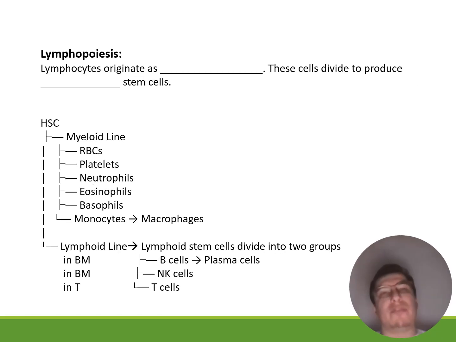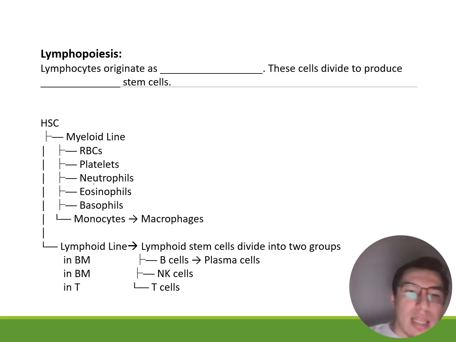So to start with, before we dive into the entire process, let's go over the creation of some of these lymphocytes. The creation of lymphocytes in the bone marrow is called lymphopoiesis. Lymphopoiesis happens in the bone marrow. Lymphocytes originate in the bone marrow as hemopoietic stem cells.